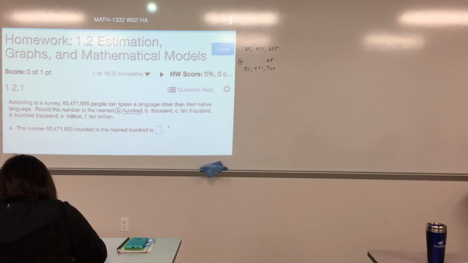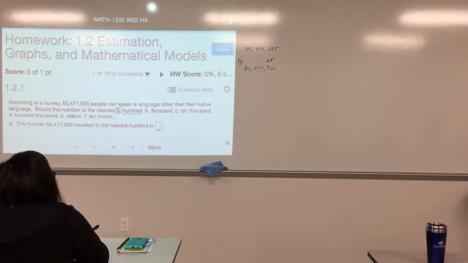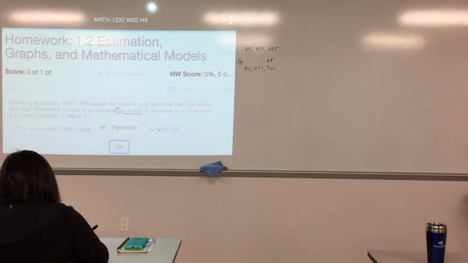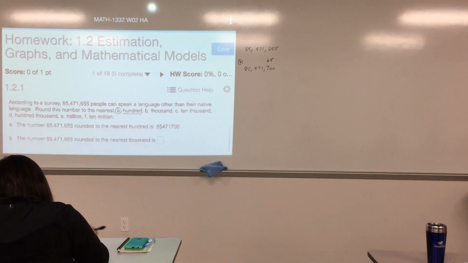Okay? So, your answer as you type it in should be 85,471,700. I don't think you need commas. And there you go. Does that make sense, guys? Okay? Let's go do another one. To the nearest 1,000.